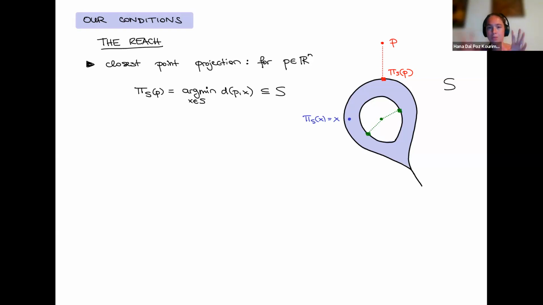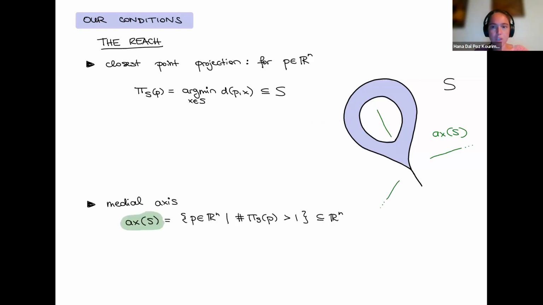And this set is somewhat of a troublemaker set. It's called the medial axis. And then the reach is defined as the minimum distance from the medial axis to the set itself.